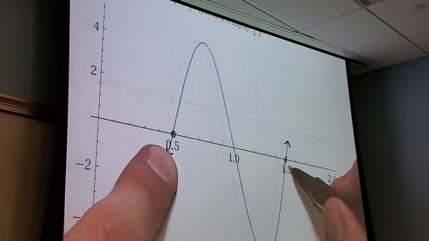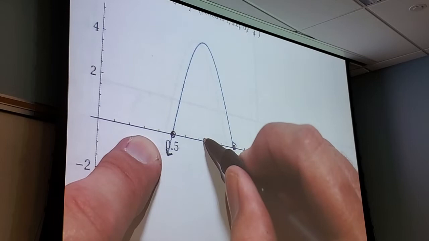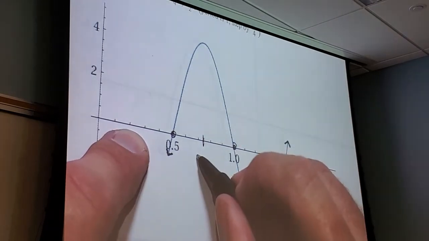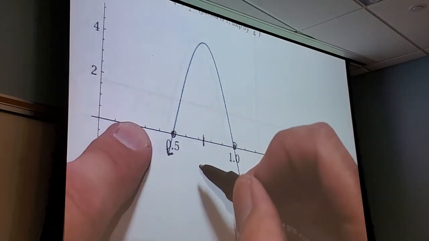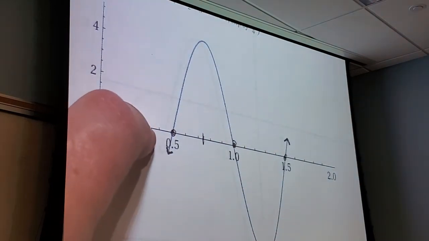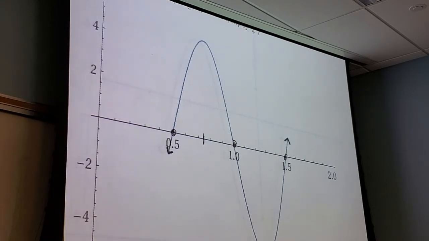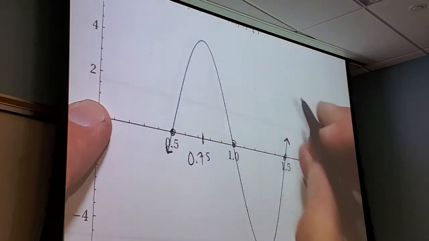So in between 1/2 and 3/2 is 1. What's in between 1/2 and 1? What's right in the middle? 1.25? No, 0.75. Yeah, 3/4, right? So this should be 0.75 here, right?